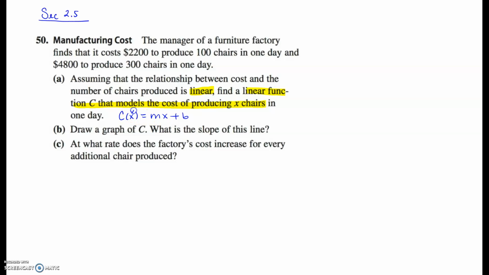Now, when we look at our model, we see that X is our input. That's our domain. That's our X values. So if I come back up here, I can formulate an XY coordinate for 100 chairs, which is X. The cost was $2,200. For 300 chairs, the cost was $4,800. And now I can look at finding an equation of a line. Our slope is 4,800 minus 2,200 all over 300 minus 100.